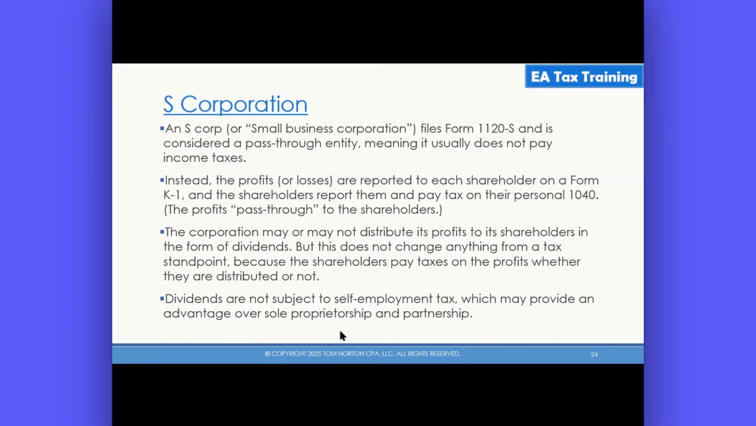The amounts that are earned by the S corporation are not automatically going to be considered self-employment income, and even the distributions that are made by the S corporation will not be subject to self-employment tax. So we'll talk more about all of that when we get into the individual entity videos.